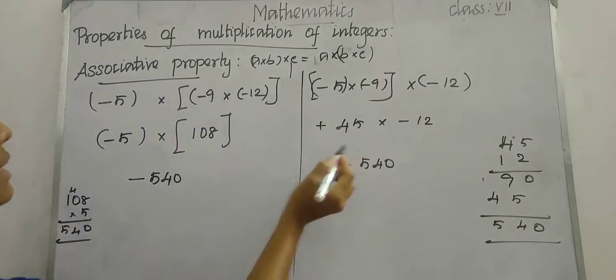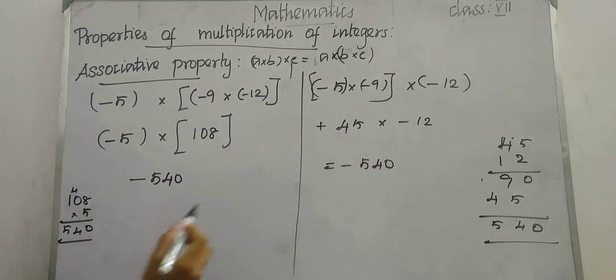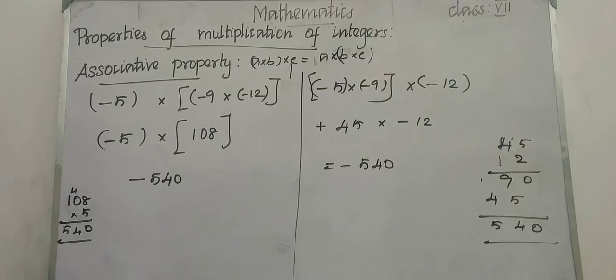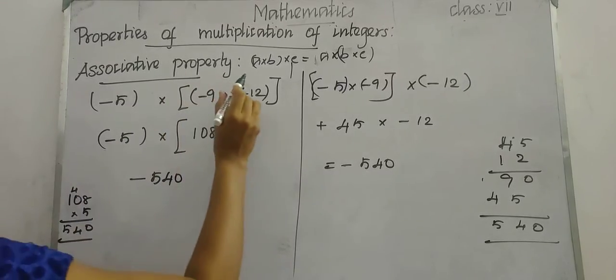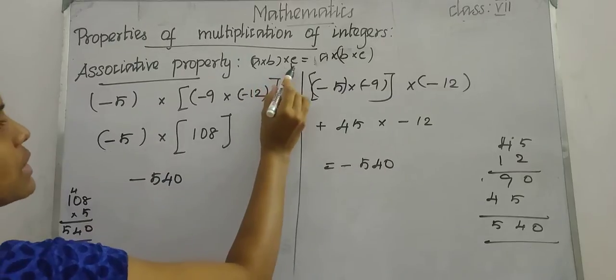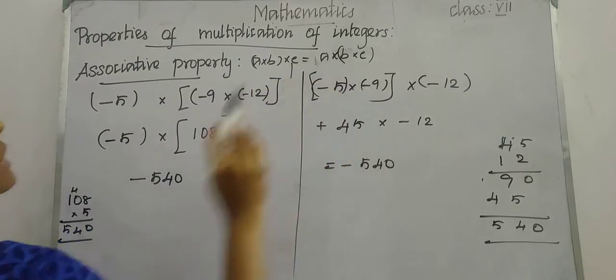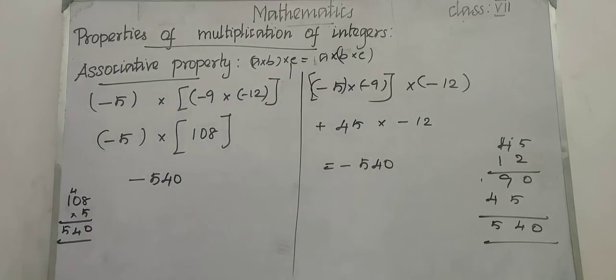So, see the answers. If you are grouping 3 integers in a different order and we get the same answer, we can say multiplication of integers holds the associative property. So, if A, B, C are 3 integers, we can say in associative property A into (B into C) equal to (A into B) into C. Okay, children, is it clear?